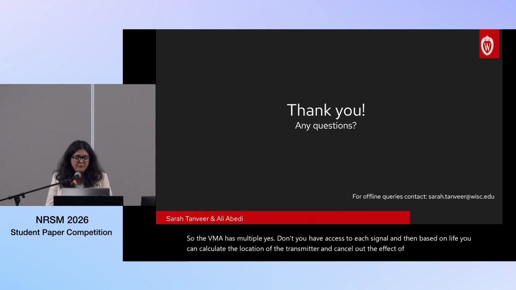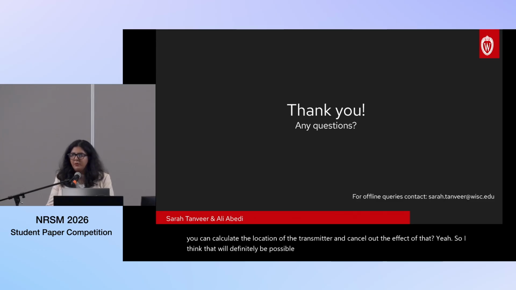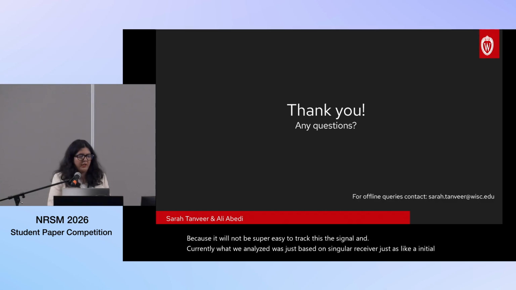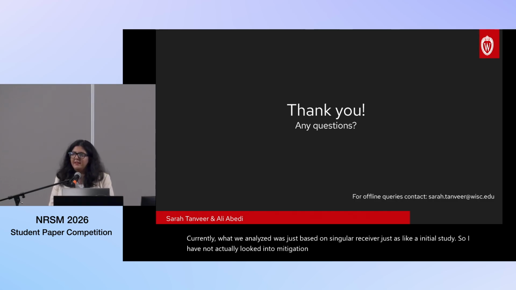Yeah, so I think that will definitely be possible, and perhaps one way to extend this work. However, as I did note, the Doppler shift might make this a little bit more complex because it will not be super easy to track the signal. Currently, what we analyzed was based on a singular receiver, as an initial study. So I have not actually looked into mitigation techniques yet. But yes, thank you for your question.